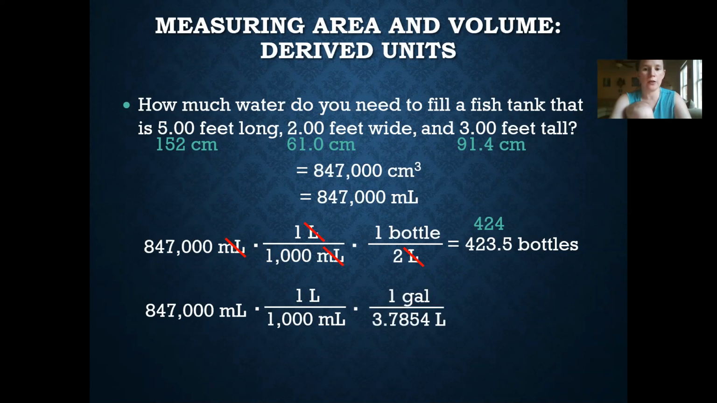3.7854 liters in a gallon. So we're going to multiply it by 1 gallon over 3.7854 liters. The milliliters cancel each other out, the liters cancel each other out, and that gives us 223.7544 gallons.